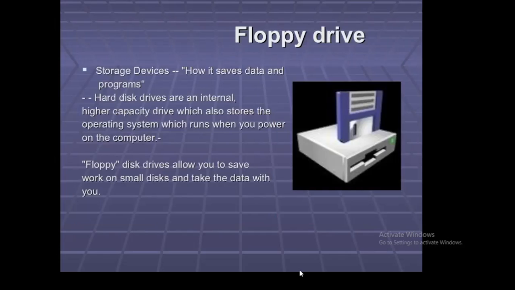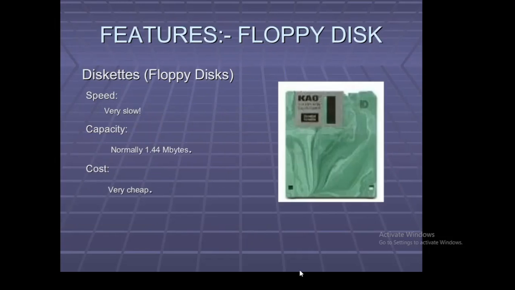Floppy drive. Storage device. How it saves data and program. Hard disk drives are an internal higher capacity drive which also stores the operating system which runs when you power on the computer. Floppy disk drives allow you to save work on a small disk and take the data with you. You can see here the features of a floppy disk.